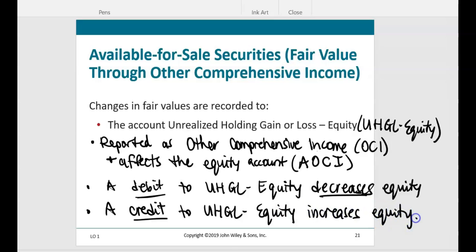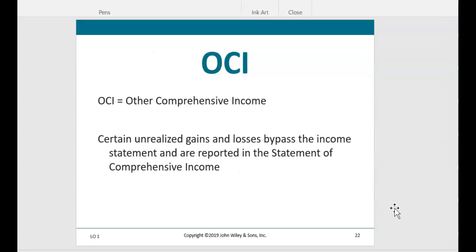Now, there's a lot here that we've gone through, so I have just a couple of slides to refresh some of these definitions. OCI, other comprehensive income. Remember, certain unrealized gains and losses bypass the income statement and are reported in the statement of comprehensive income.